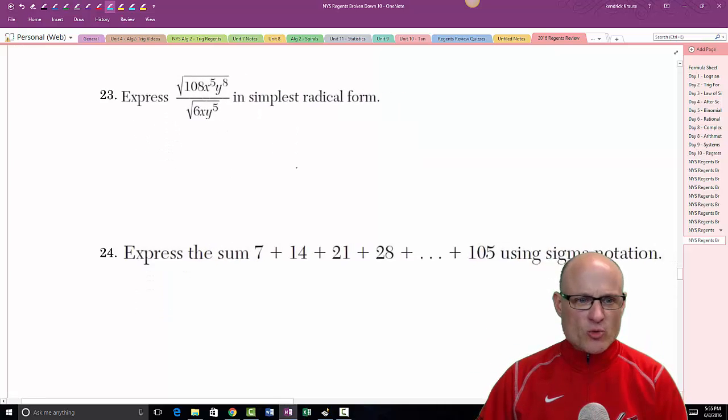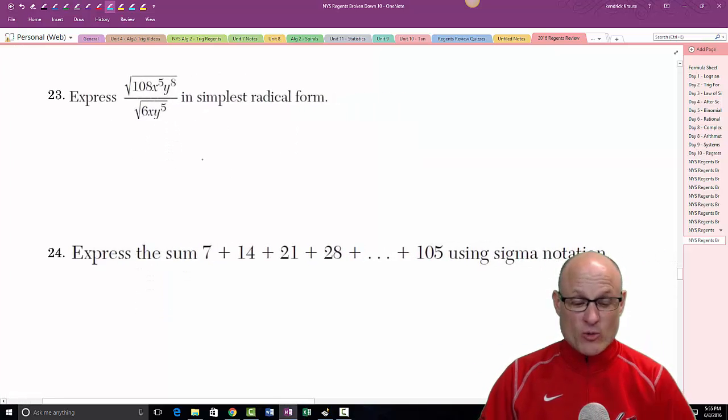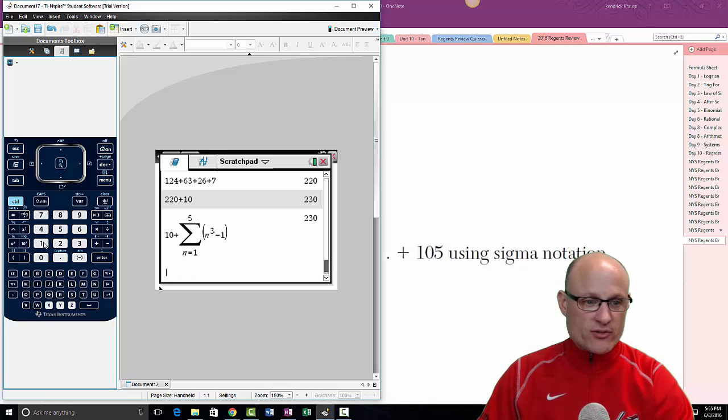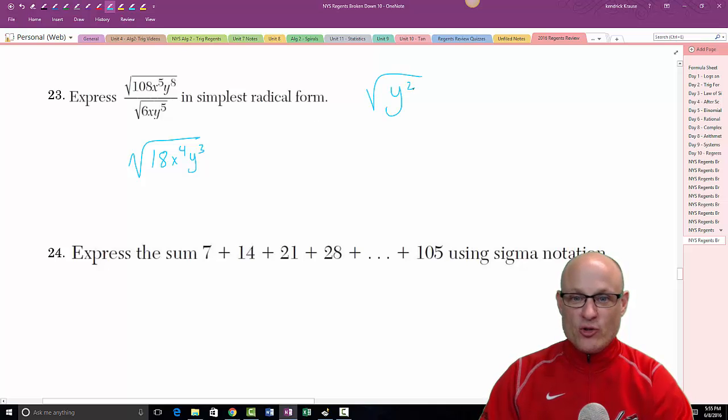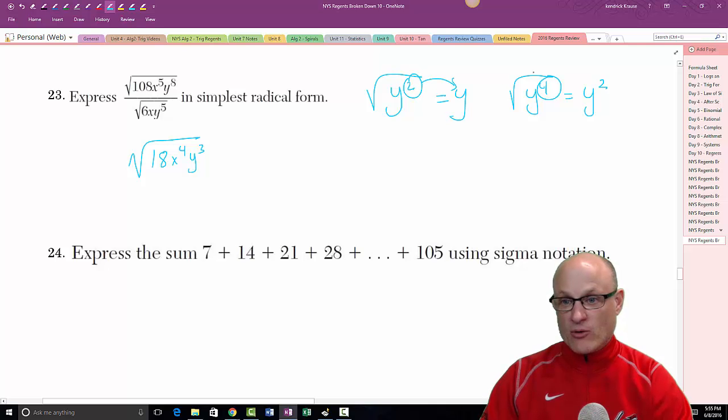Since these are both under radicals, I can simplify them right away. So I'm going to do 108 divided by 6. 108. I'm hoping it goes in. It does, by the way. 18. So this is the square root of 18. There's more x's on top, so that's x to the 4th. There are more y on top, so that's y cubed. Now, if you remember correctly, earlier I said it takes 2 y's to get 1 y out. If I had the square root of y to the 4th, that gives me y squared. Every 2 of these gives me 1 out. Okay, so that's what I'm going to do here.